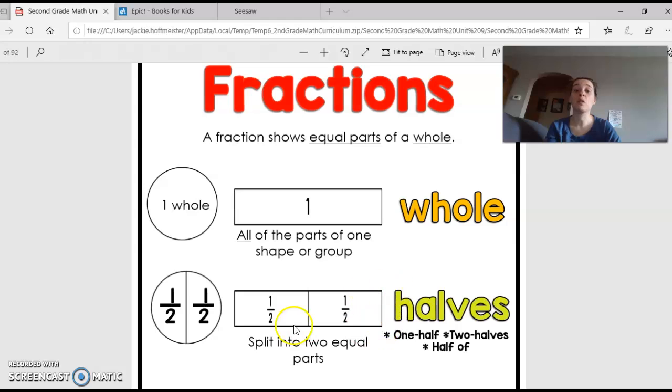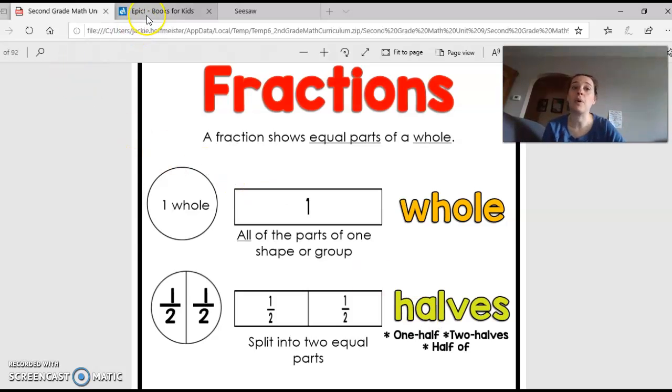It's the same with this rectangle. There is two parts. My denominator is down. It's two parts. Each one is one part. So it's 1 out of 2. But we also say 1/2. Okay, now if we're talking about both of them, we could say 2 halves. Or if we're just talking about one, we can say half of. These are all clues of ways that it is worded when we're talking about halves.